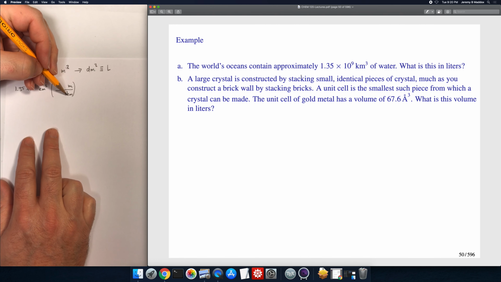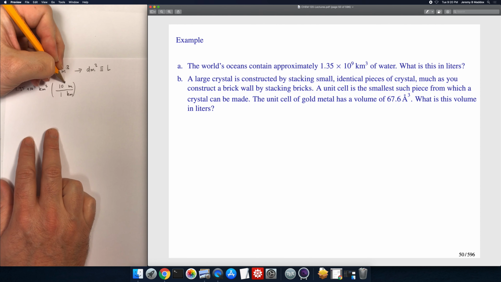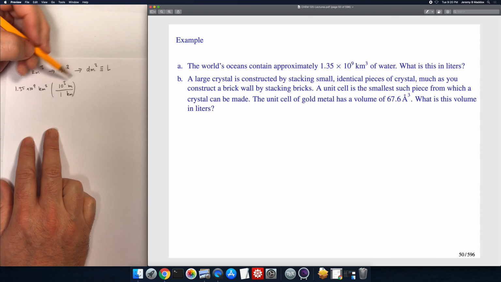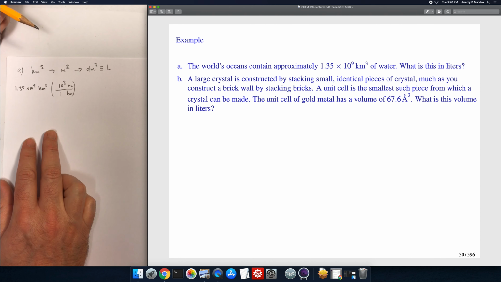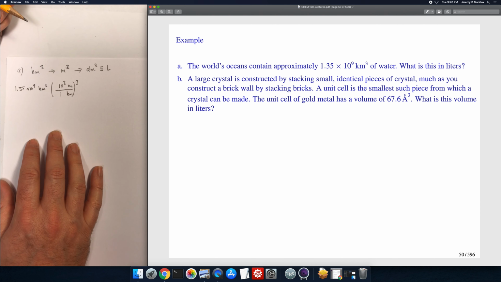Now, 1 kilometer is a lot larger than a meter, so it would be 1 and then 10 to the 3 in the numerator. But this is the conversion for distance, not volume. And so here's where the trick comes in. You need to cube the conversion factor. So instead of being 10 to the 3rd, it's going to be 10 to the 3rd power cubed, or 10 to the 9th.